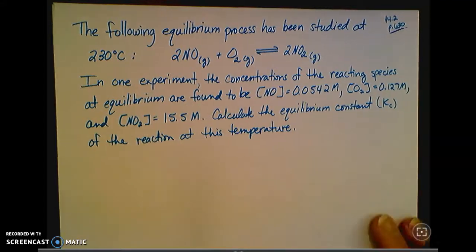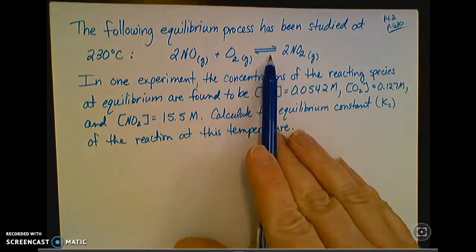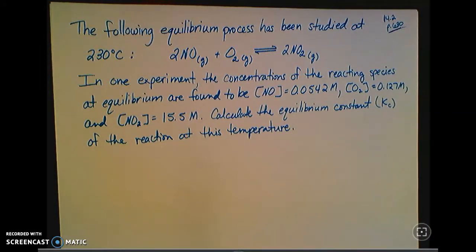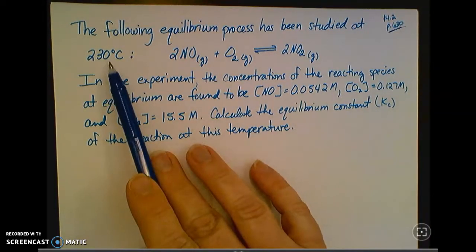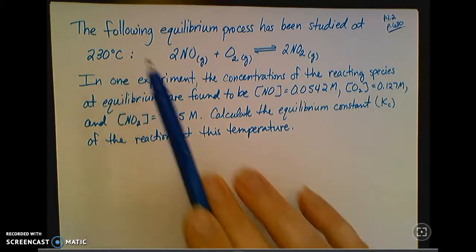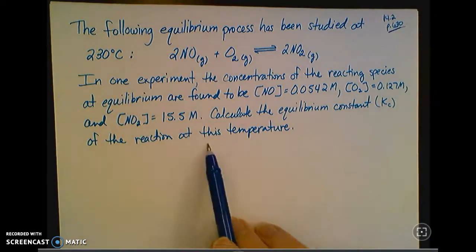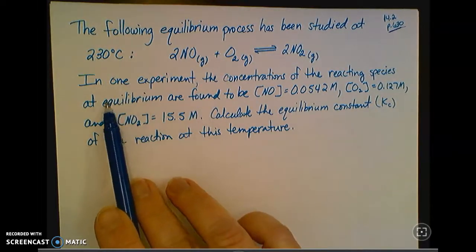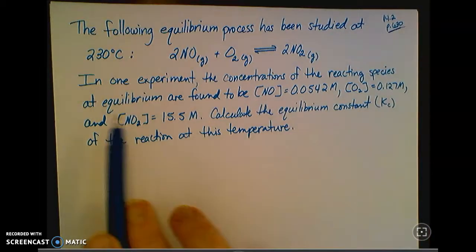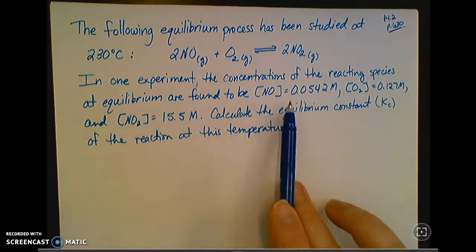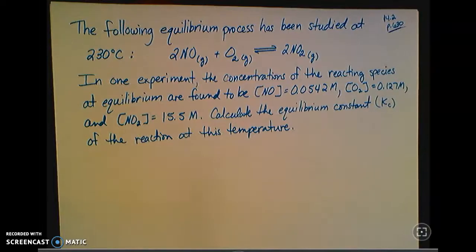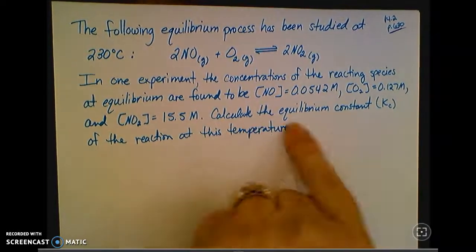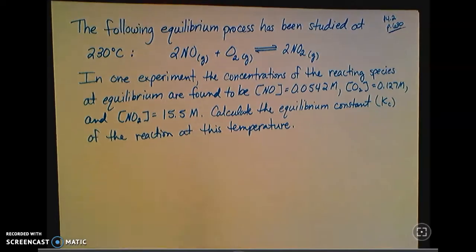So here's your question. We've got an equilibrium process. We know that because we've got this double arrow. It's a reversible reaction. And it's been studied at 230 degrees Celsius, which doesn't really matter as long as we're looking at that temperature. So we are. And it says in one experiment, the concentrations of the reacting species at equilibrium are found to be, and it just details those for you, a concentration for each part of this reaction, reactants and products. So that's a little different than the kinetics that we were doing before. Calculate the equilibrium constant, which is Kc, at this temperature.